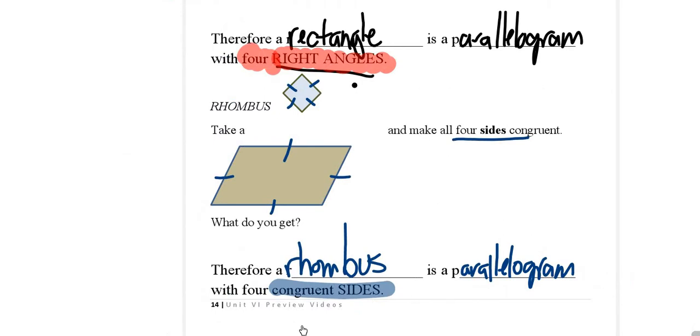So recap here, a rectangle is a parallelogram with 4 right angles. A rhombus is a parallelogram with 4 congruent sides. That makes a rectangle and a rhombus unique. 4 right angles, 4 congruent sides.